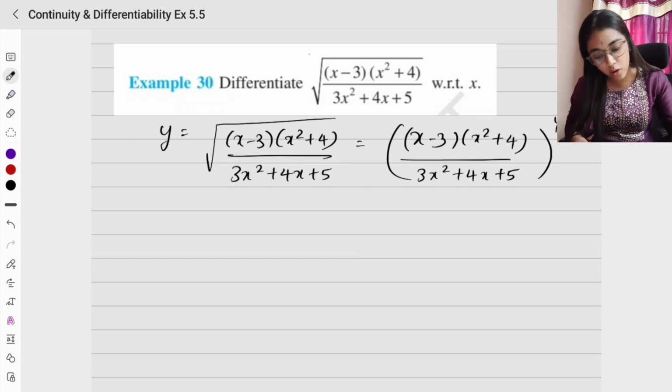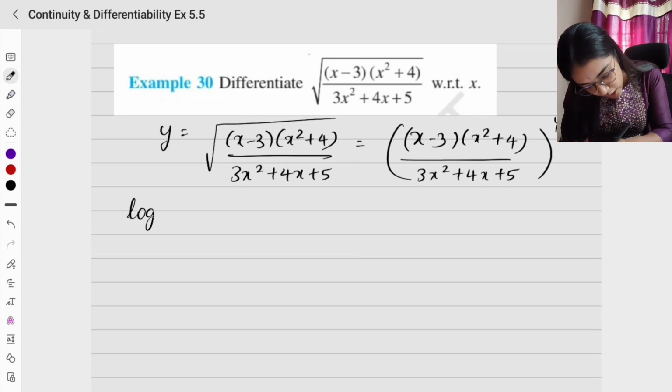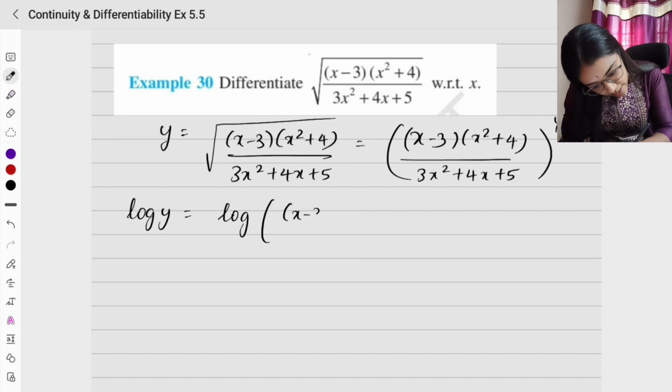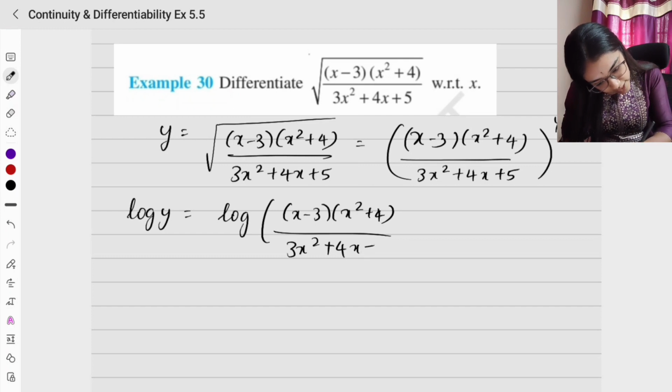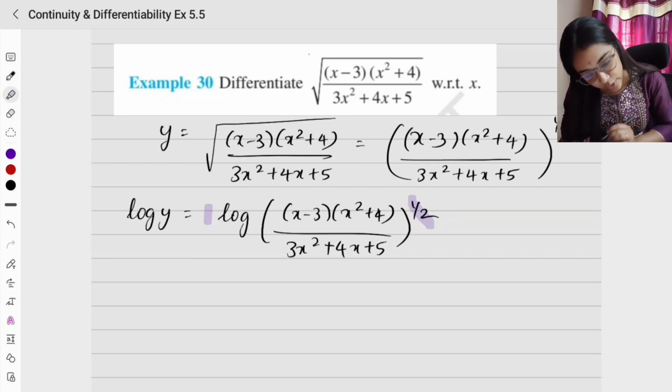Now I'm going to take log on both sides. So what will happen? Log y equals log of x minus 3 x square plus 4 divided by 3x square plus 4x plus 5 to the power half. So what did you learn? The half comes to the front whenever you have log function. So what happens in the next step? Log y equals, the power comes forward.